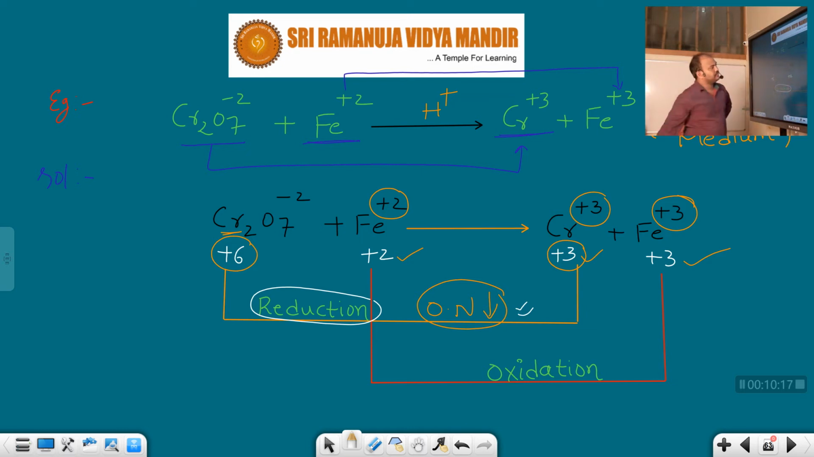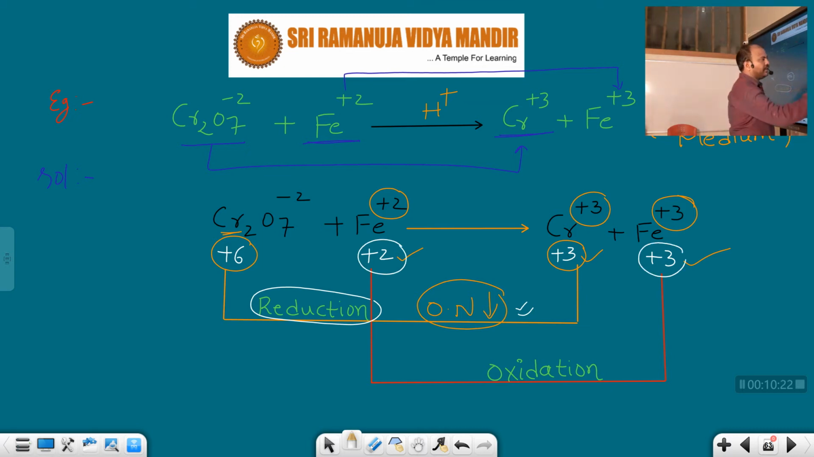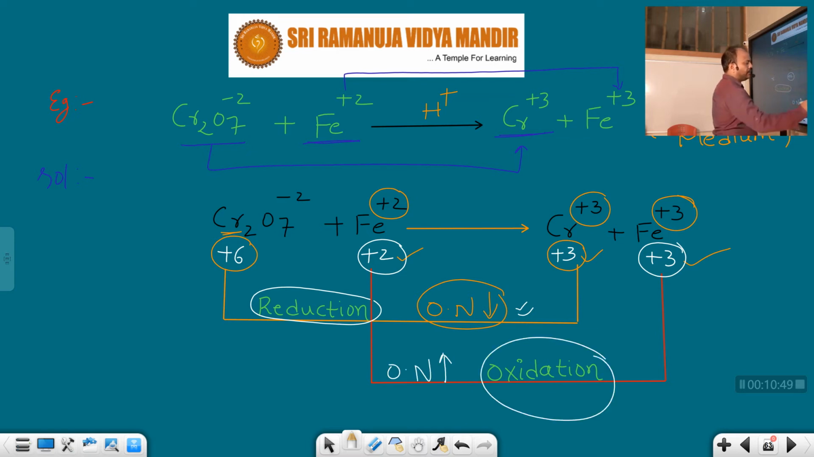Now we take the ferrous ion, Fe2+. Put the focus here. The ferrous ion changes into the ferric ion. The ferrous ion oxidation number is +2 and the ferric ion oxidation number is +3. So from +2 to +3, students, does the oxidation number increase or not? From +2 to +3, the oxidation number value increases. Whenever the oxidation number increases, that reaction is considered an oxidation reaction.